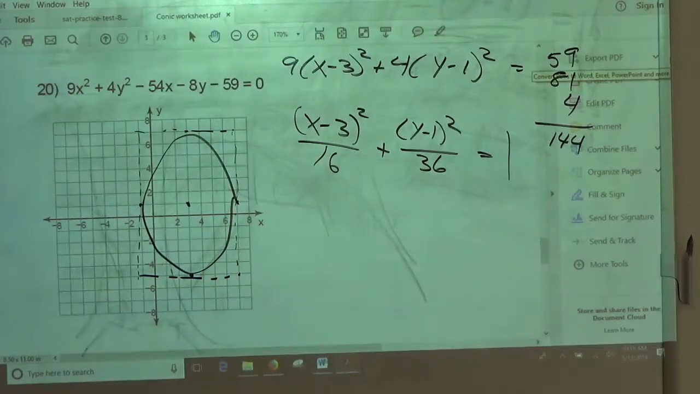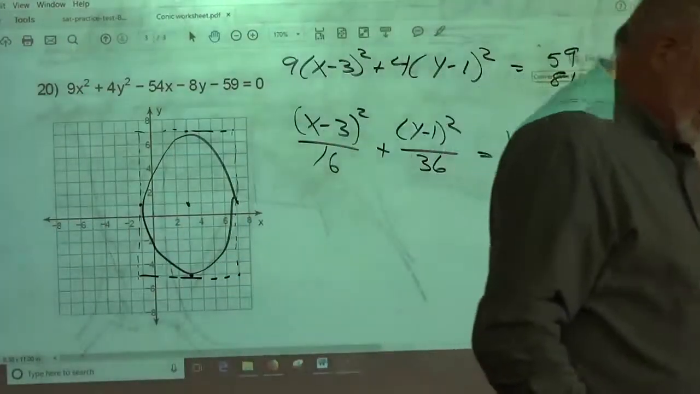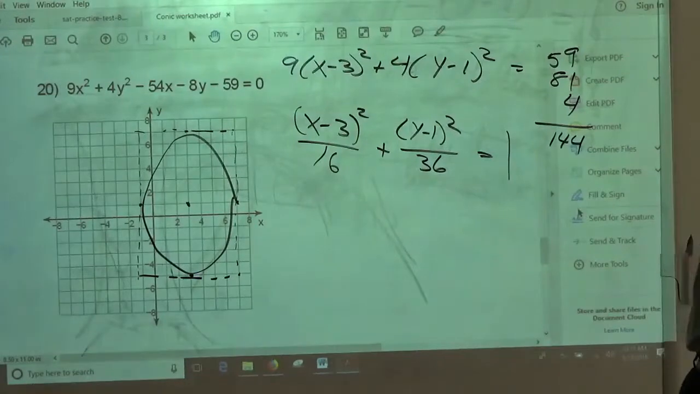All right, question on that? All right, does that help? Does it make more sense now what you're doing with those conic sections? Okay. All right, now, let's see.